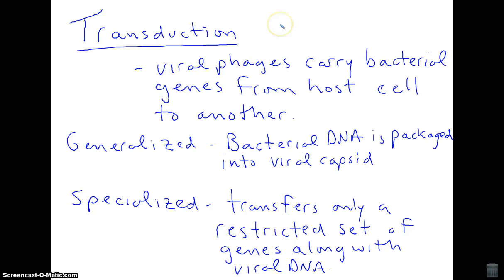The next one we're going to look at is transduction, and here is where viral phages carry bacterial genes from one host cell to another, so it actually needs the virus as the vector to transfer the DNA from one cell to the other. And there's two types. There's generalized, and in this case the bacterial DNA is packaged into a viral capsid, so it kind of gets packaged wrong. So you get the entire bacterial DNA, and it goes off in a virus, and then there's specialized, and this transfers only a restricted set of genes along with viral DNA, so it's kind of a mixture.